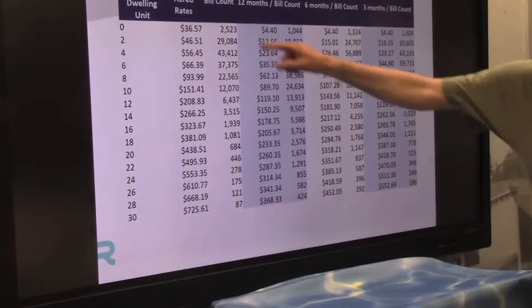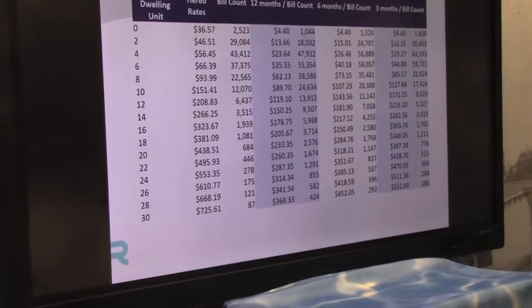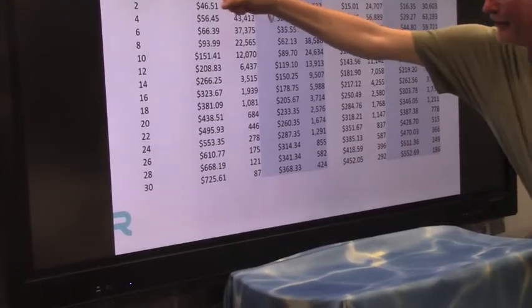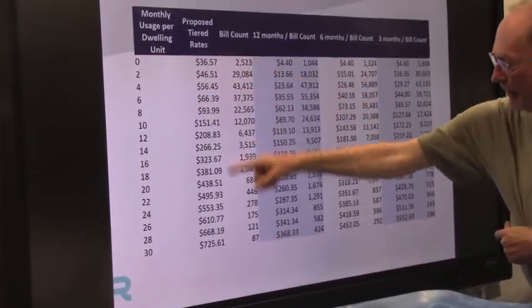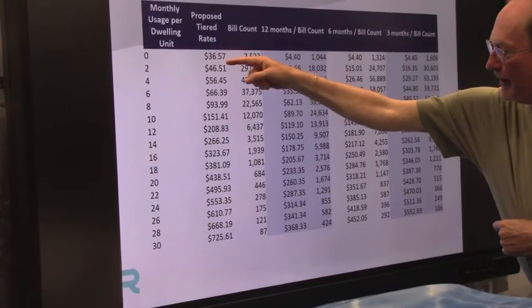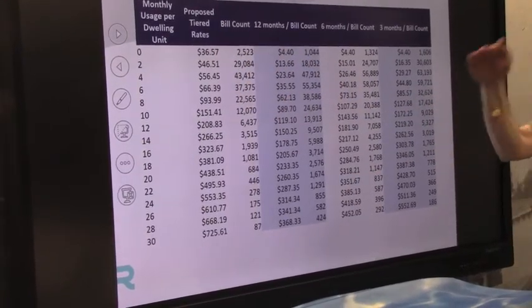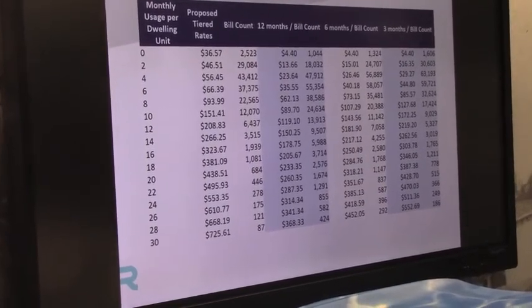You could use these numbers for a customer select. Here's 0, here's 2, here's 4, and the difference is that if you use this as an inclining rate, then whatever you use in between will get priced, rather than being fixed at 0, fixed at 2, fixed at 4. That's kind of what I thought Sanjay was going to do. That's what I thought we were doing too.